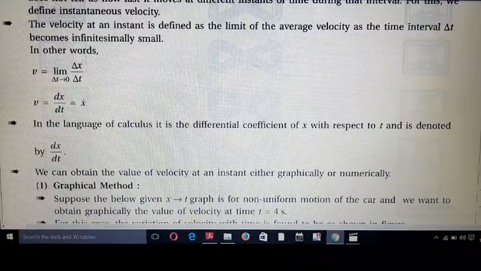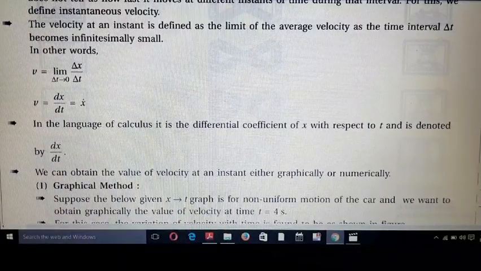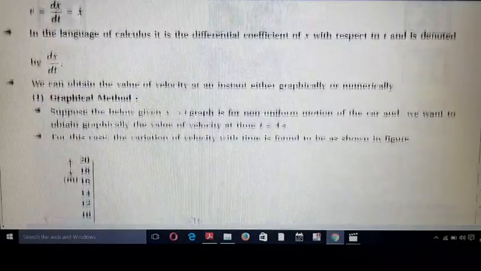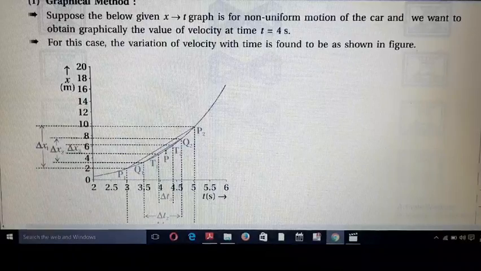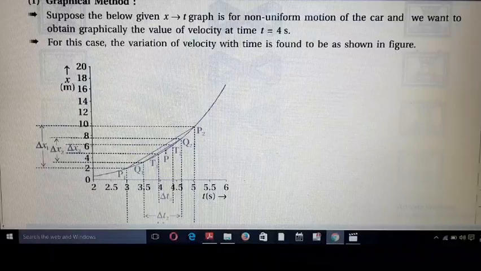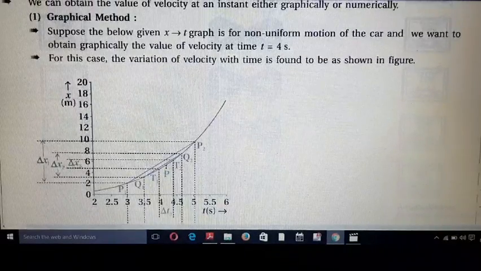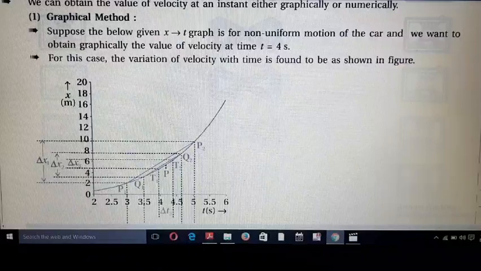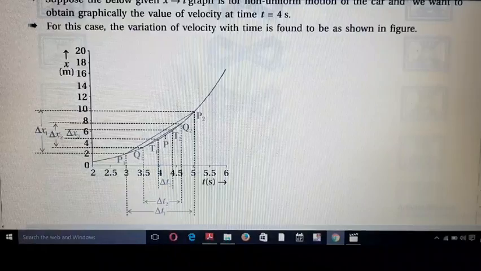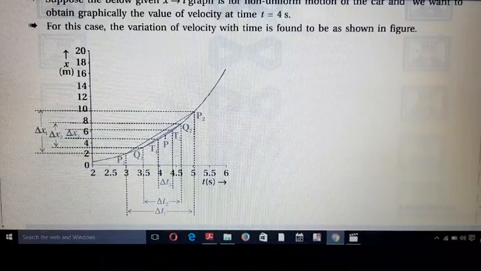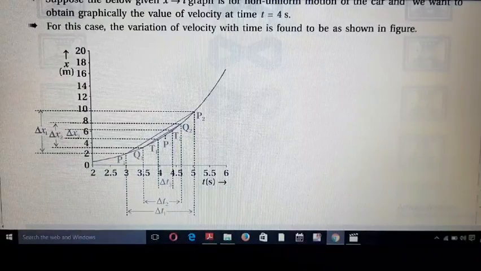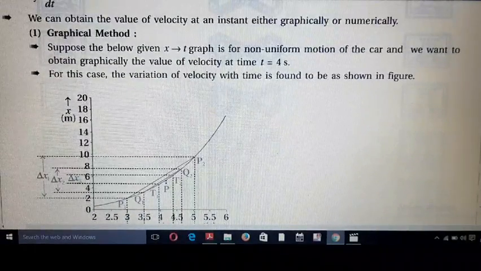Okay. Friends, now we have two methods to find instantaneous velocity. First is the graphical method and second is the numerical method. So first of all we understand the graphical method. Friends, first of all we calculate different times and their distances.